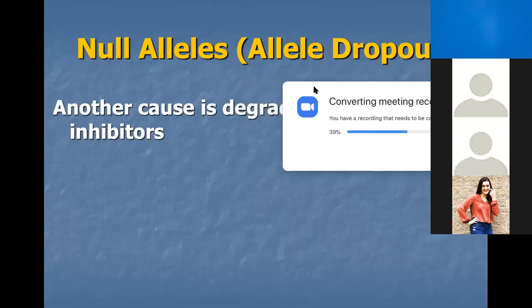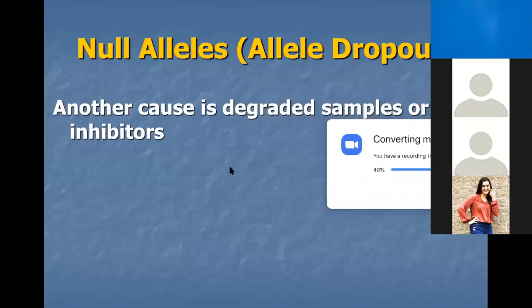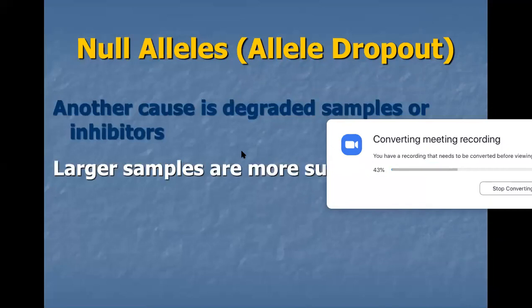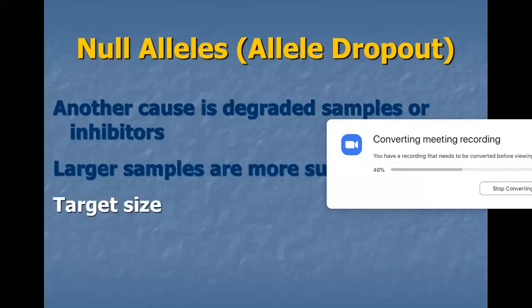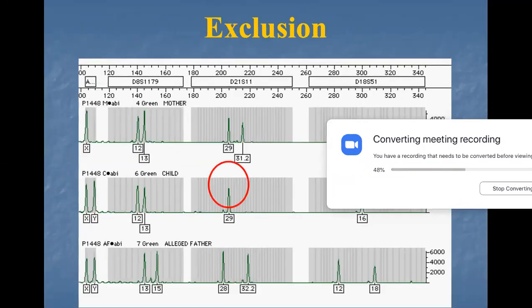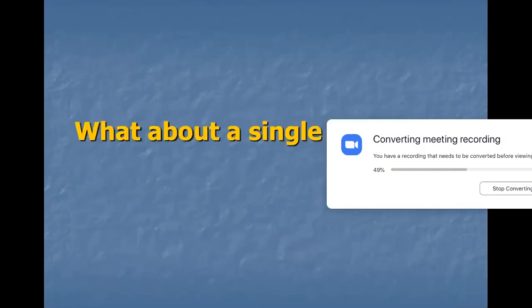As I said, null alleles can also be recorded because of degraded samples or because of inhibitors causing allelic dropout. The larger the fragment, the greater the likelihood of it being dropped out. And again, we talked about ski slopes. Talked about paternity. One example of an exclusion, one example of an inclusion.